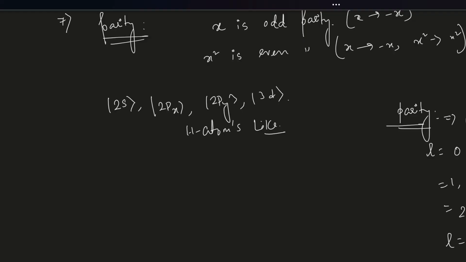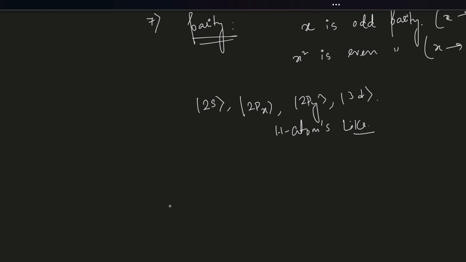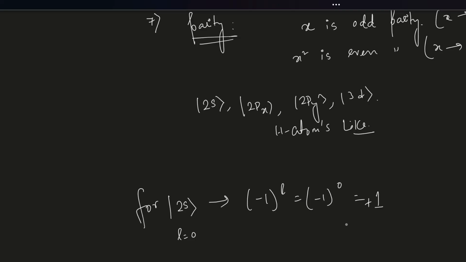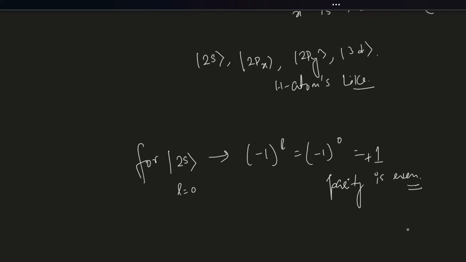So these kinds of things will happen. So that means for this state 2s, which is basically s orbital, that means L equal to 0, you have the parity as (-1)^L equal to (-1)^0 equal to plus 1. So this parity of 2s state is even parity.